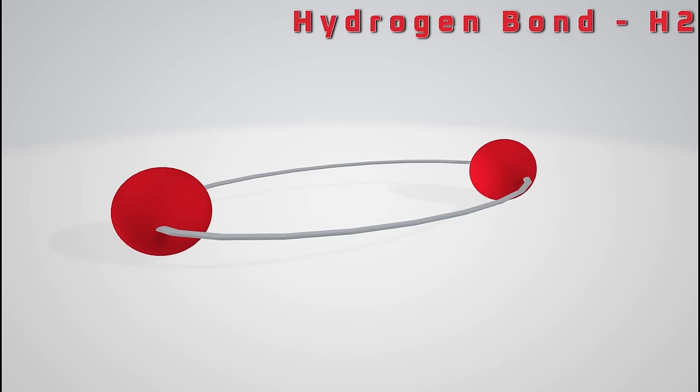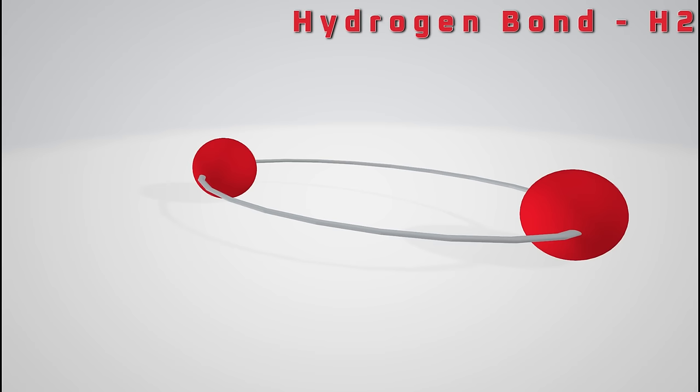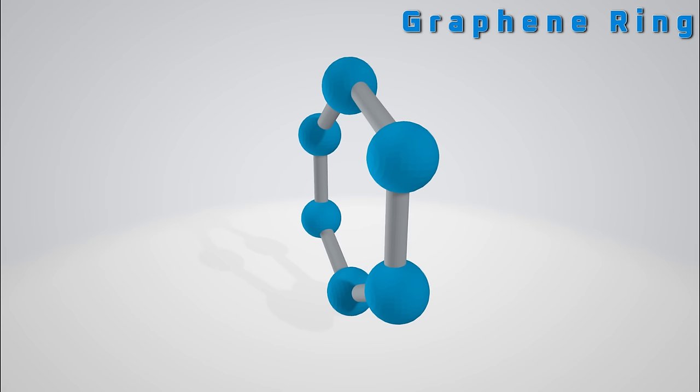To take advantage of the strength of a covalent bond or test it, we need a large enough chain of these bonds to make a material we can physically handle. This is where carbon has a trick up its sleeve. This is an illustration of a graphene ring. The carbon atoms are represented by the spheres, and the covalent electron bonds are represented by the tubes.